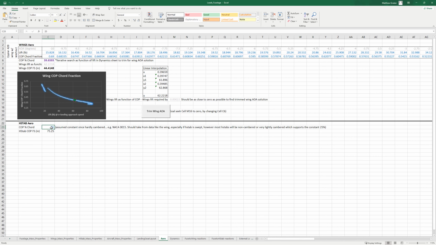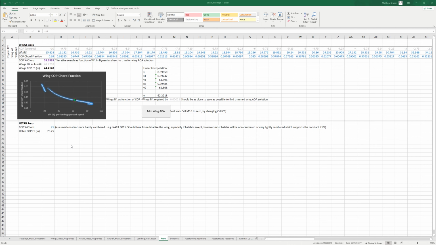Now for the HStab, because it's much less cambered and it's not producing nearly as much lift, we're going to assume that the center of pressure just stays at the quarter chord, the 25% chord. If you need a refresher on this, you can check out the video on airfoil coefficient of moment. And then knowing that, you can understand the wing coefficient of moment much easier.